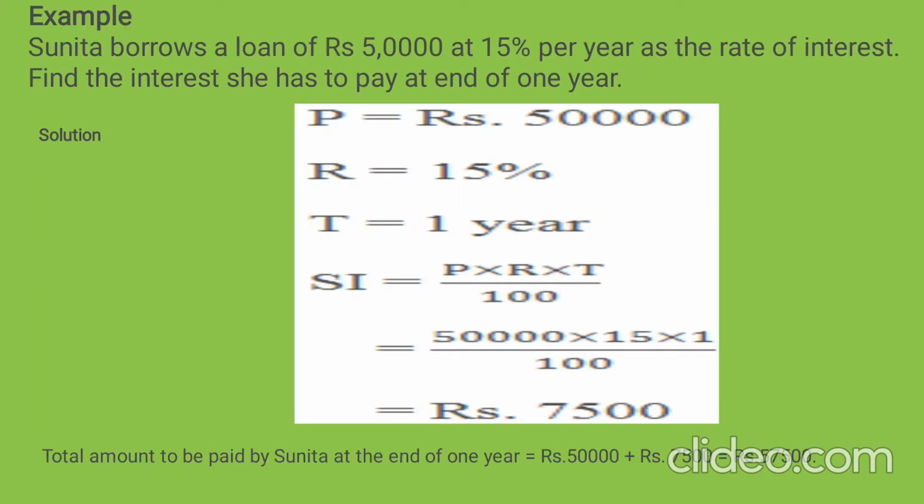Let us take an example here. Sunita borrows a loan of 50,000 at 15% per year as the rate of interest. Find the interest she has to pay at the end of 1 year. Well, principal is 50,000, rate of interest is 15%, time period is 1 year, and so interest is equal to 50,000 into 15 into 1 upon 100, which on simplification gives 7,500 rupees as interest.